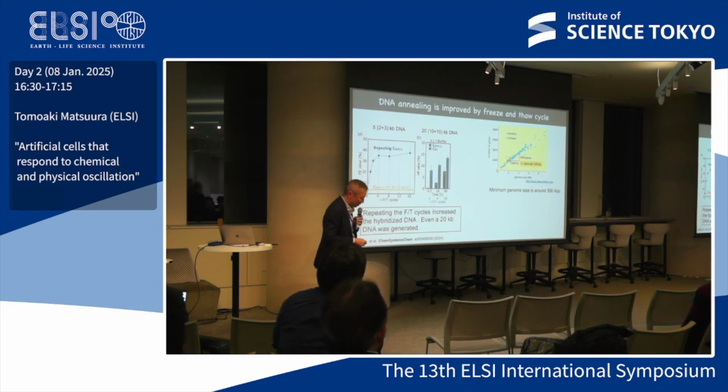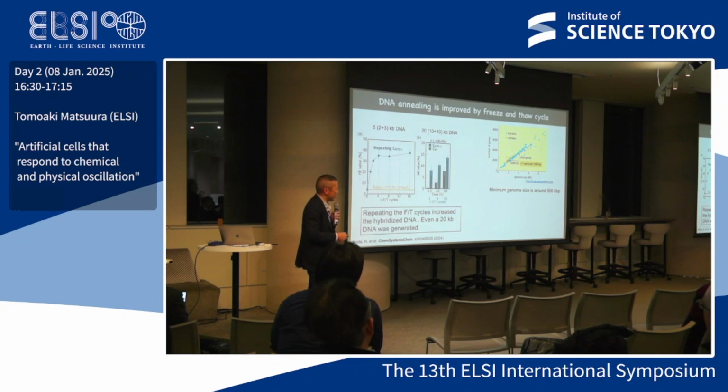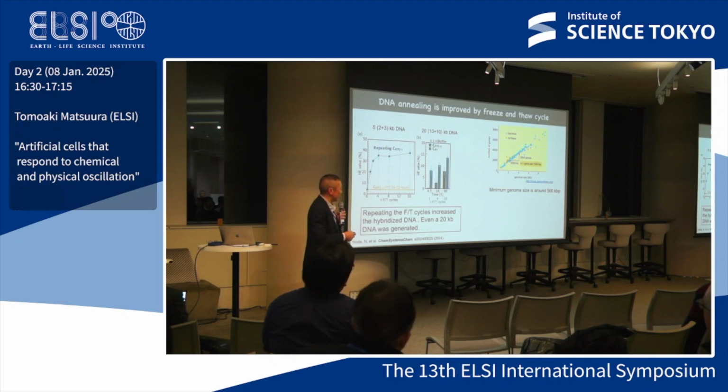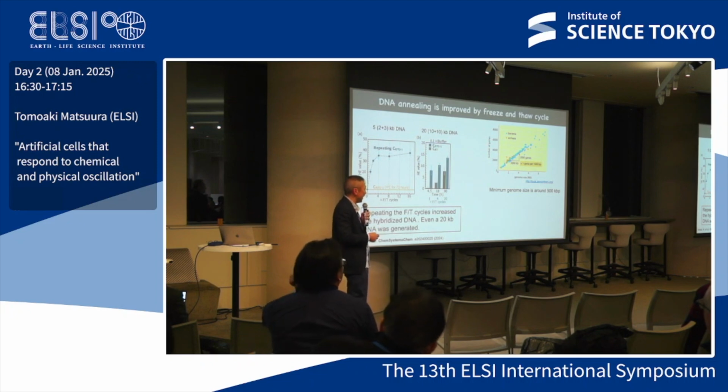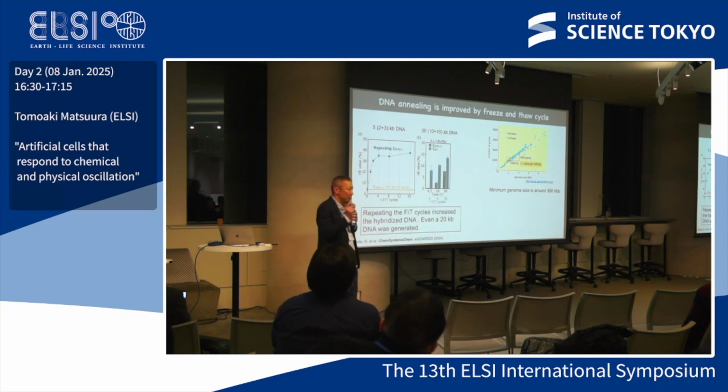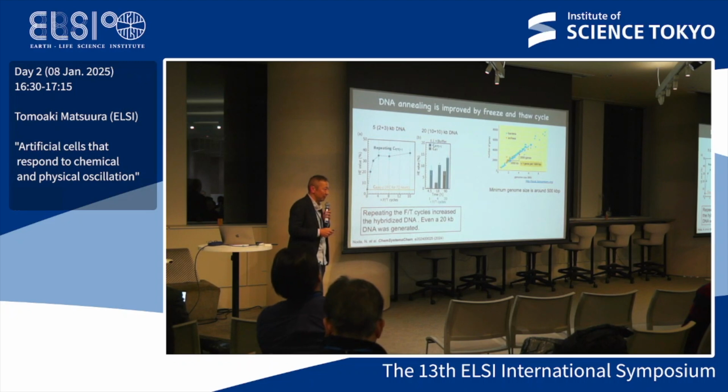So what we actually want to do right now is construct a minimum genome. So this is the plot of the DNA genome size versus the number of genes, and it's known that the minimum genome is around 500 kb.